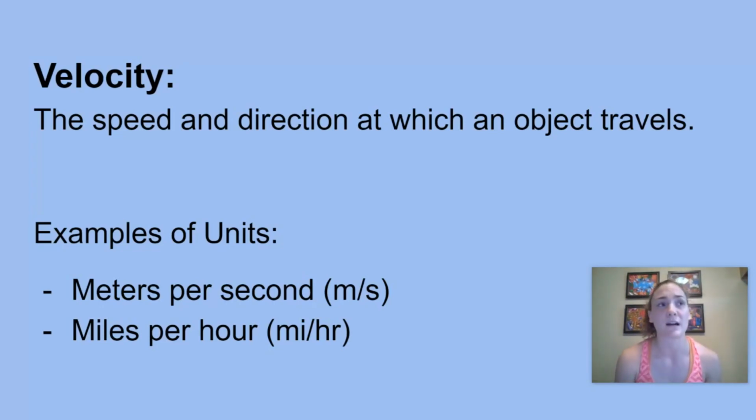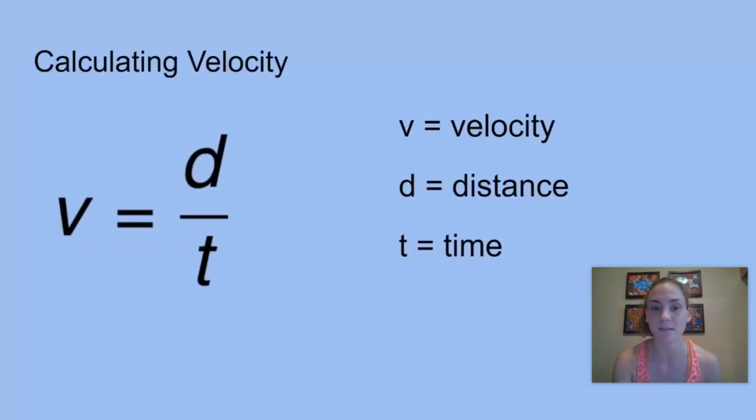So for example, I swim at a rate of half a yard per second, or a caterpillar moves at about a speed of 2 inches per minute. You always will have a distance, and then you will have a time in which you go that specific distance. Okay, so when we are calculating velocity, we use the equation velocity equals distance divided by time.